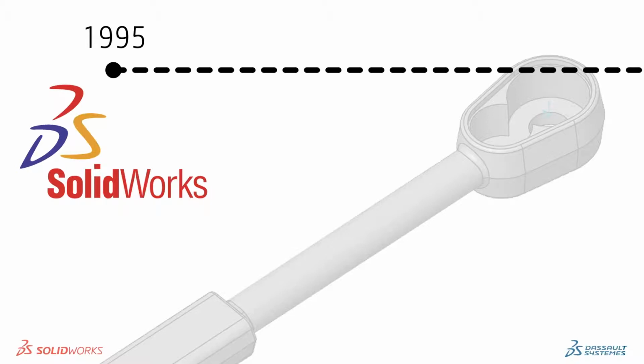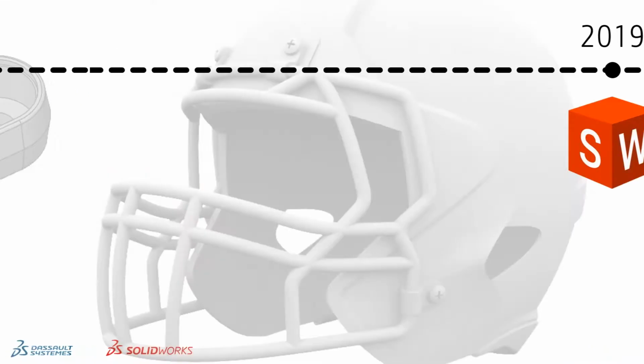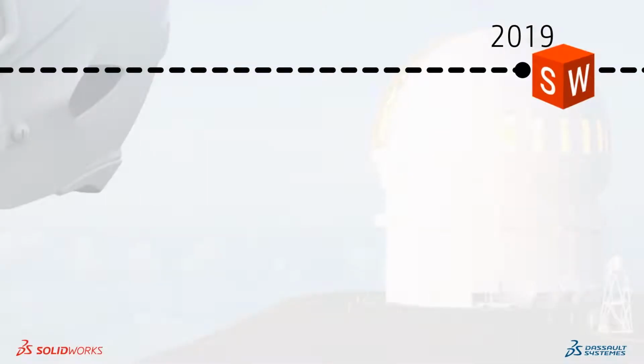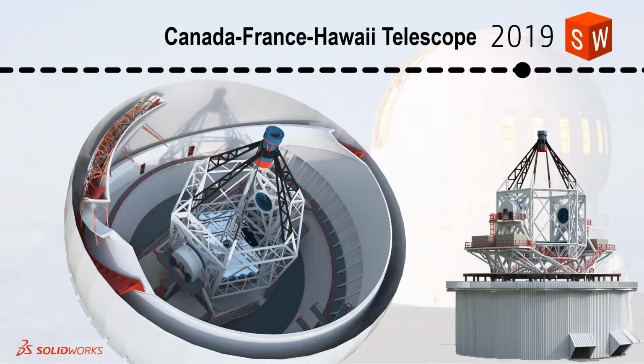So we then jump into the year 2019 into Mamalahoa, Hawaii, for the development of the Canada-France-Hawaii telescope. We will dissect this humongous model to see what SolidWorks accomplished back in 2019.